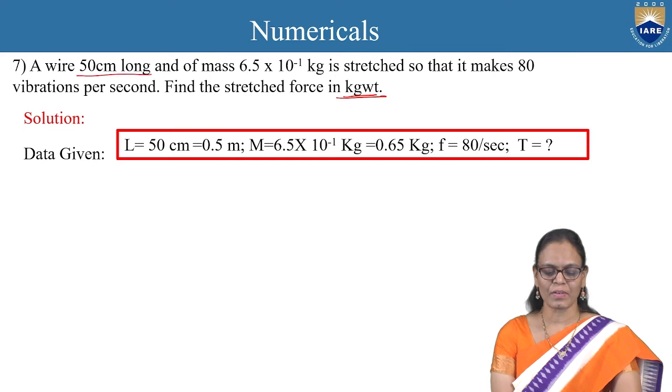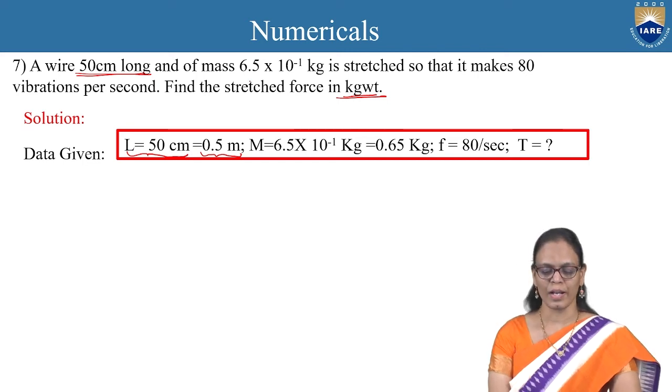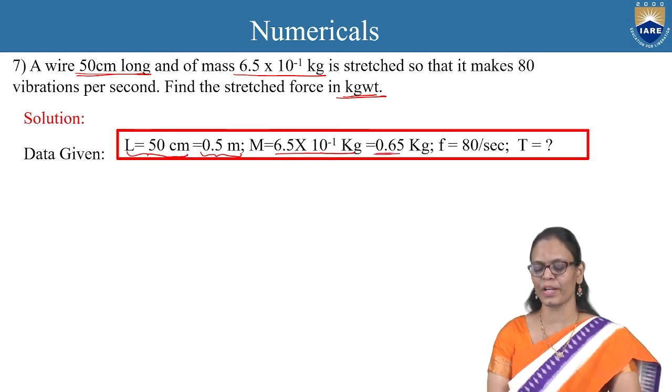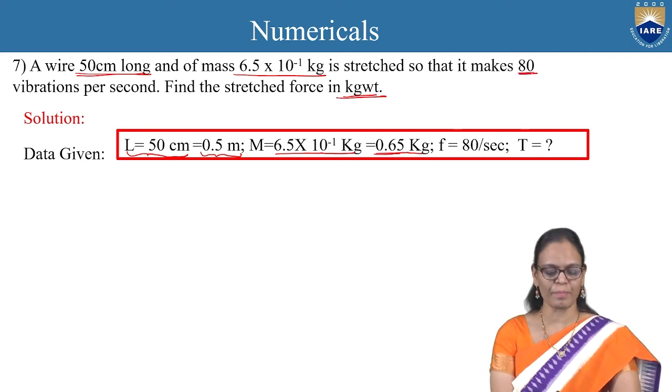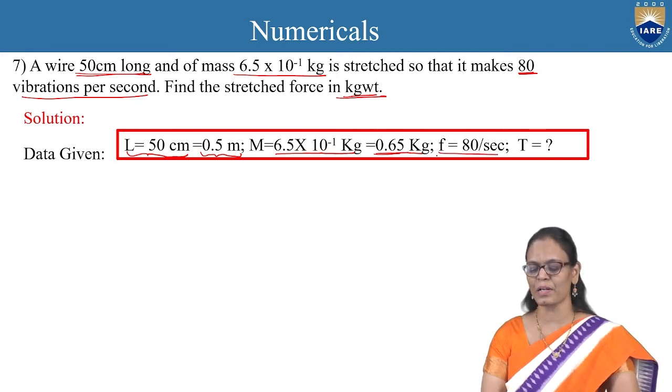The length is given as 50 centimeters long, so we are writing L is equal to 50 centimeter. We are directly converting it and writing it in the SI system as 0.5 meter. And mass is 6.5 into 10 power minus 1 kilogram. We can directly write it as 0.65 kg. And it makes 80 vibrations per second. That is the frequency. So F is equal to 80 per second.